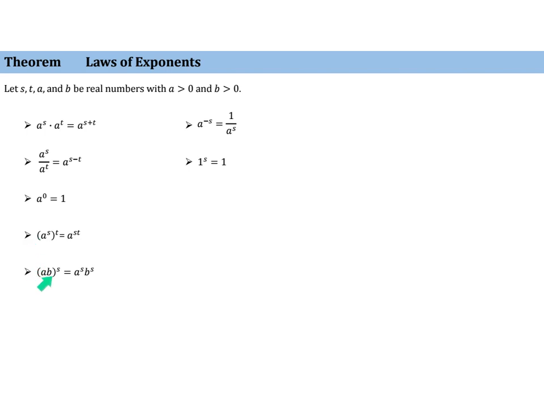Then A, B, all raised to the S, we can apply that exponent to A and to B individually, so A to the S, B to the S. A negative exponent will go ahead and move that to the opposite side of the fraction. And notice the sign doesn't change. And then 1 to a power is just 1.